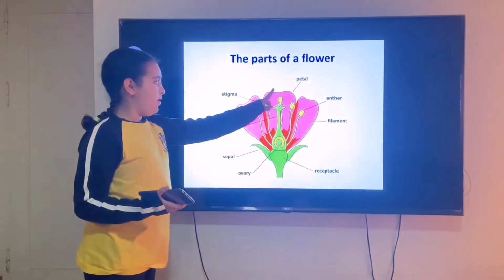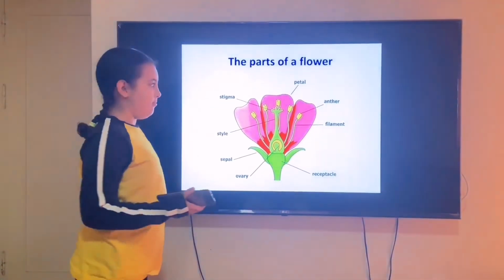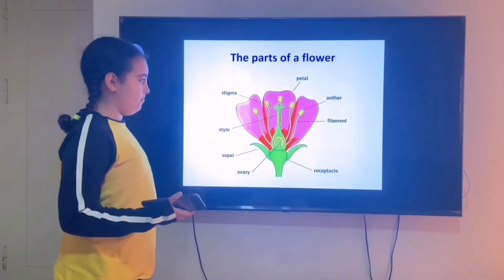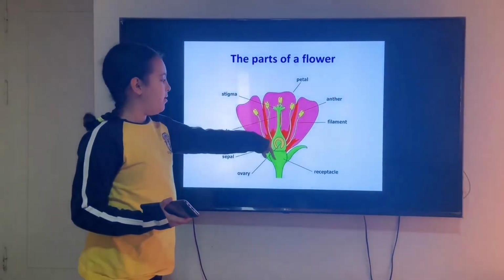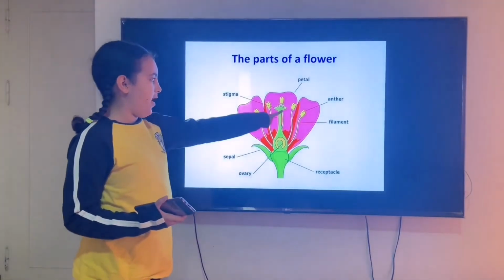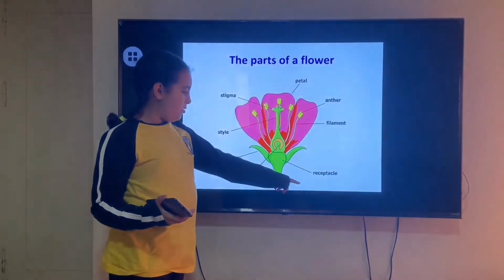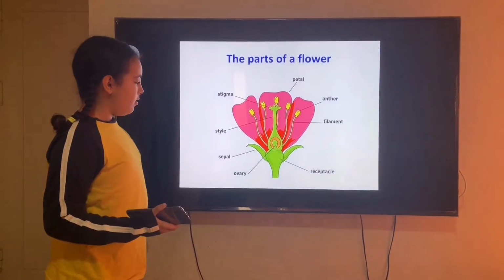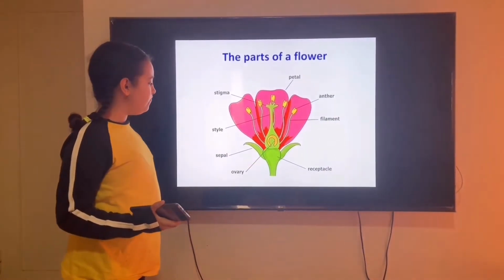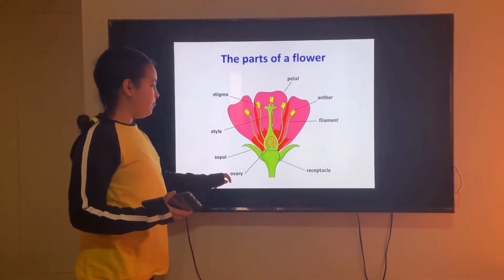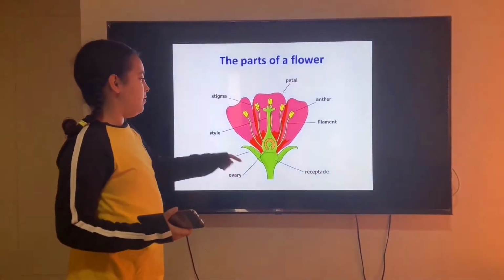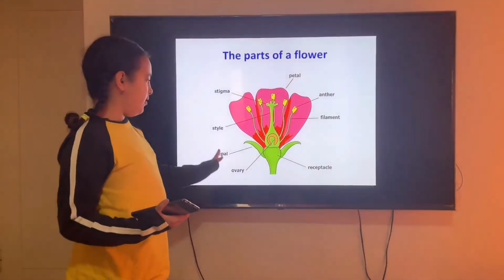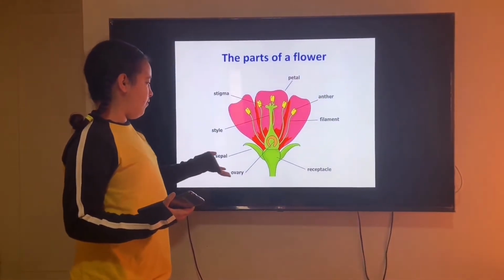Here is the petal, which is usually scented and brightly colored. And here is the anther, and this yellow thing is the male part. Here is the female part, and here is the receptacle. Here is the ovary. It is a female part, and it grows the seed in it. And here are the sepals that protect the flower in its bud.